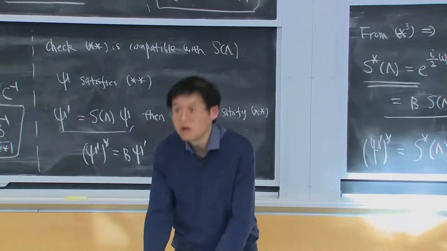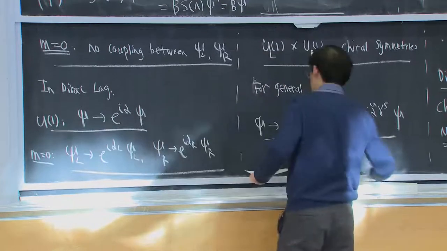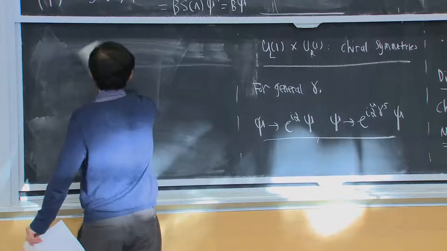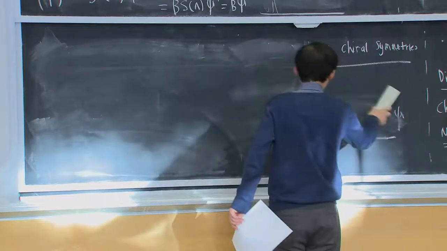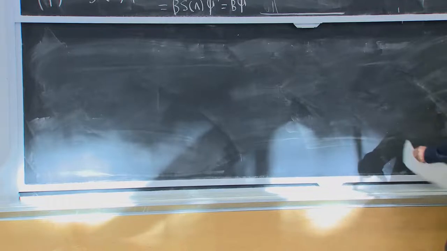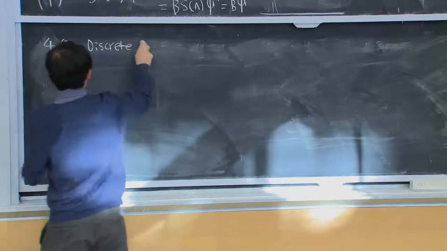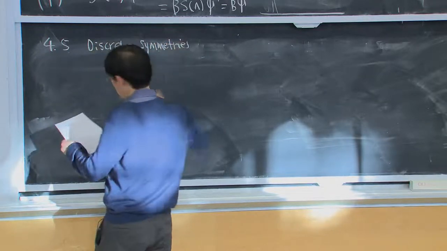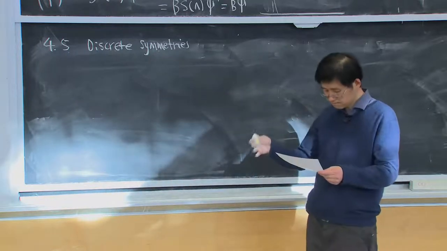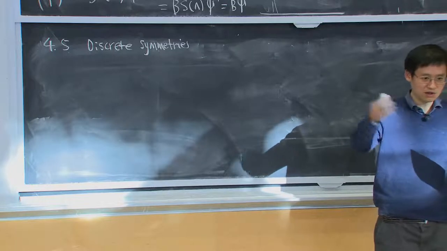Okay, good. So let's now go to the next topic. We only have a few minutes, so we can only make some general comments. So far, we have mostly been talking about continuous symmetries. But there are also discrete symmetries. By definition, discrete symmetries are symmetries which don't have continuous parameters. Continuous symmetries are symmetries whose transformation depends on some continuous parameter. Discrete symmetries just don't.